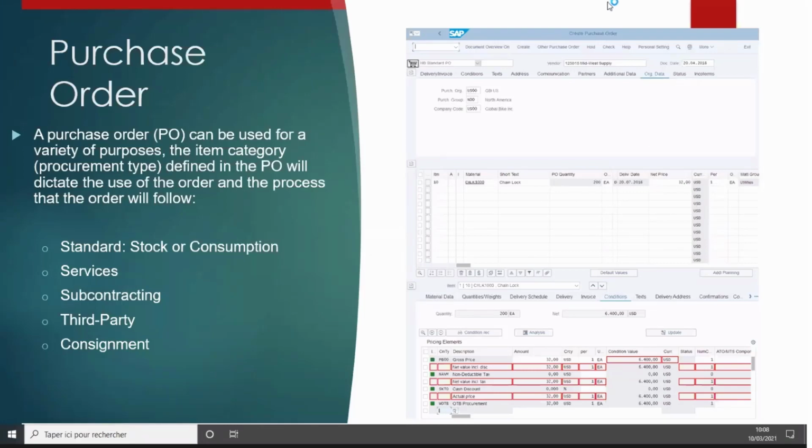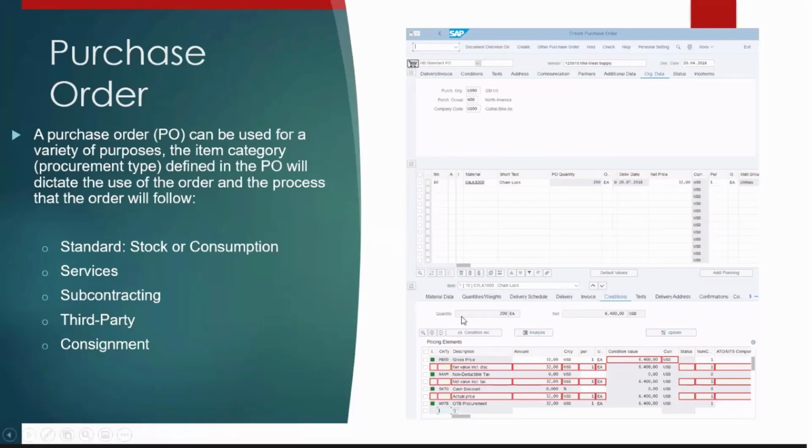The purchase order first looks like this. Okay, you have the header and you have items, and each item can have much information. Item is the product that you want to buy. Okay, here you can have all the information about the price.